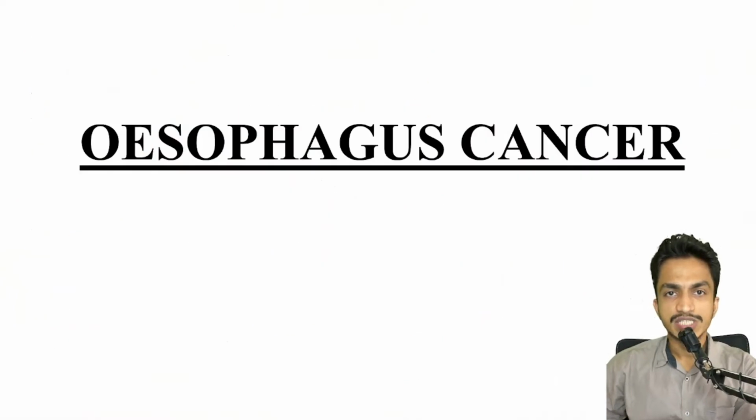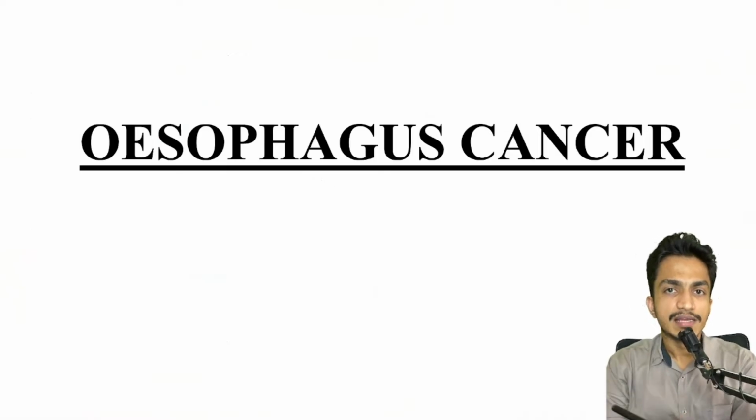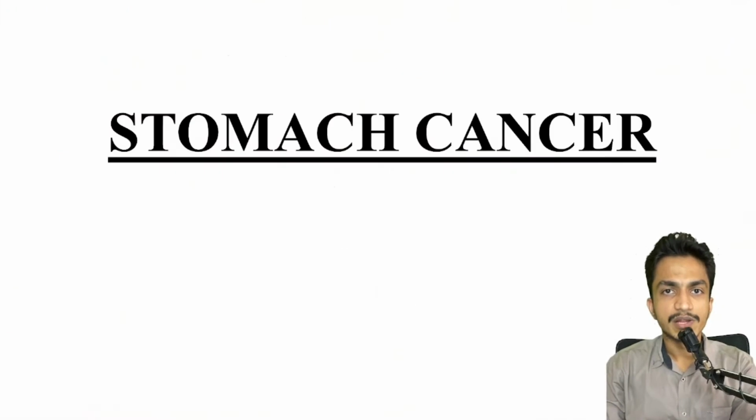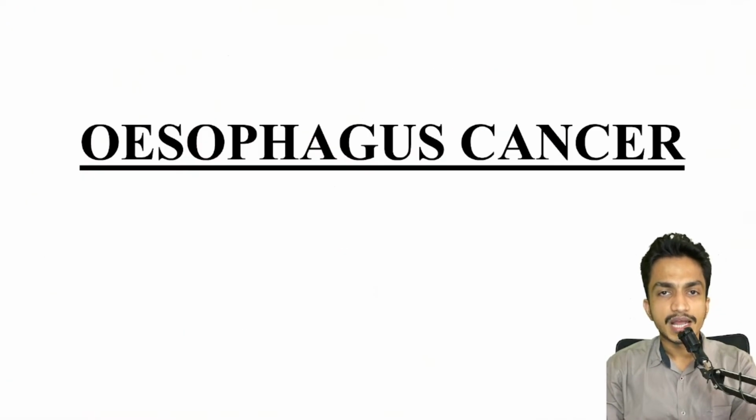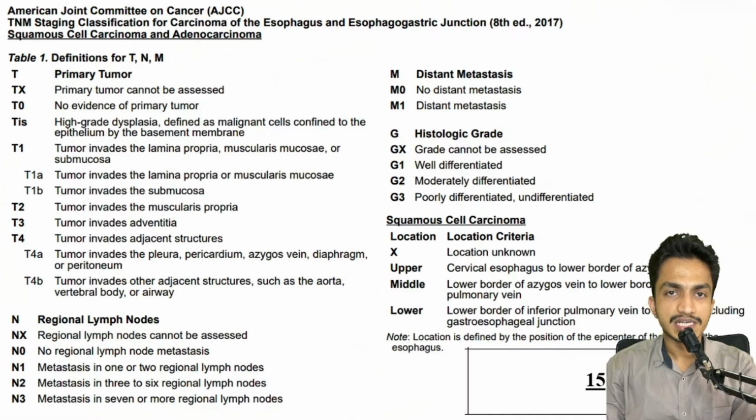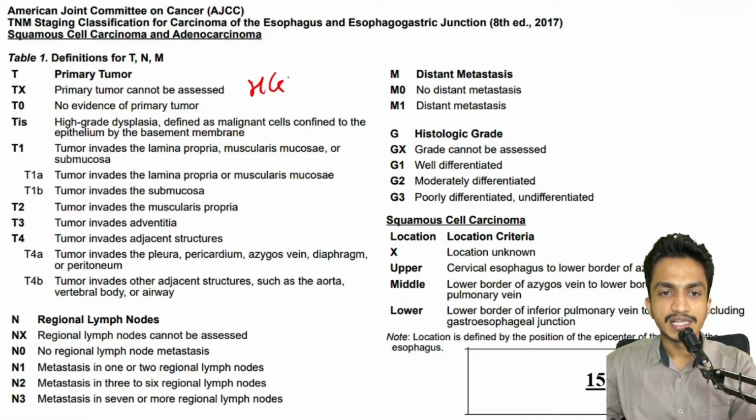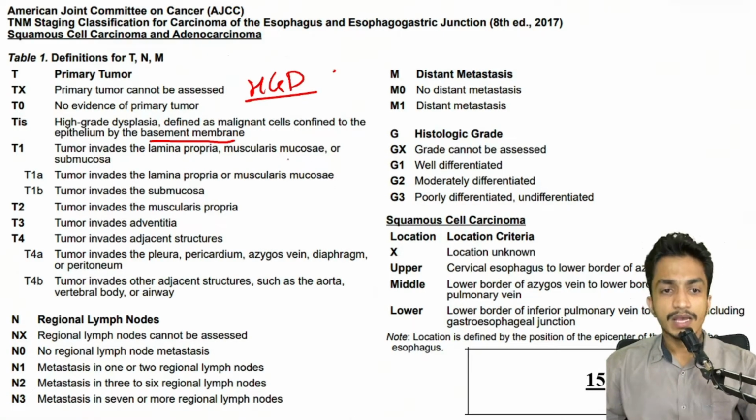Now coming to GI cancers, I'll just cover esophagus and stomach together, then I'll cover breast, and then I'll cover the other cancers so that you do not get confused with them. Now remember, esophagus and stomach cancer almost have similar TNM staging. So what is it? So if you see TIS, that is a high grade dysplasia that is limited to the basement membrane. Now if it spreads into the lamina propria or the muscularis mucosa or submucosa, it is T1.